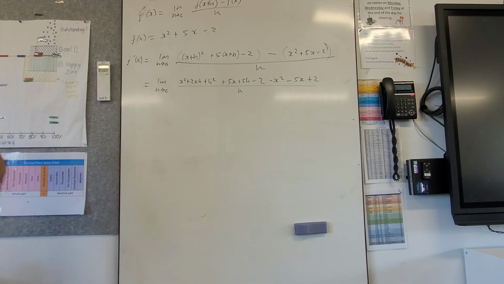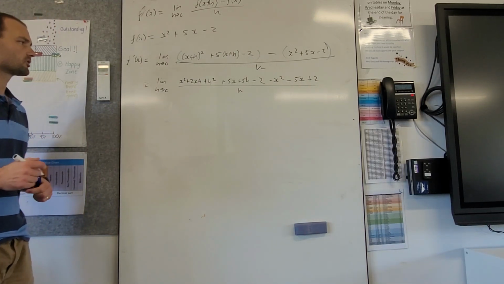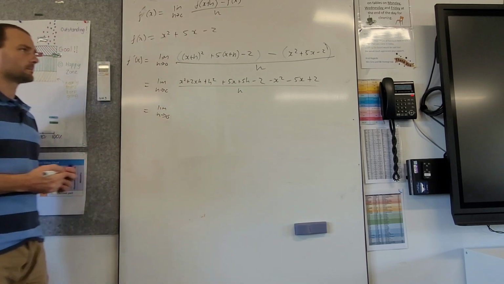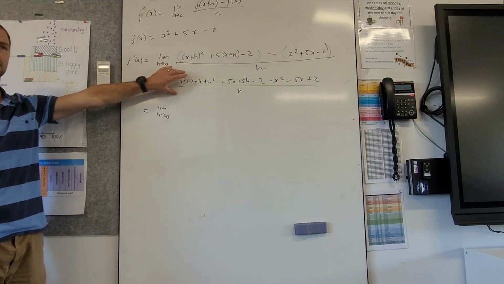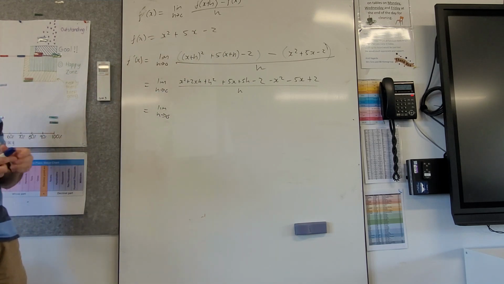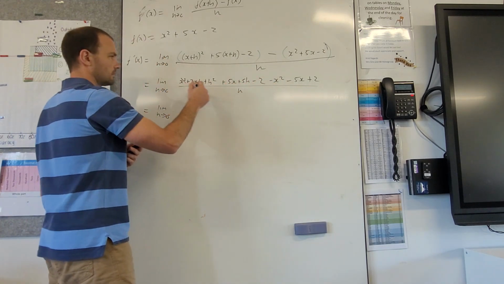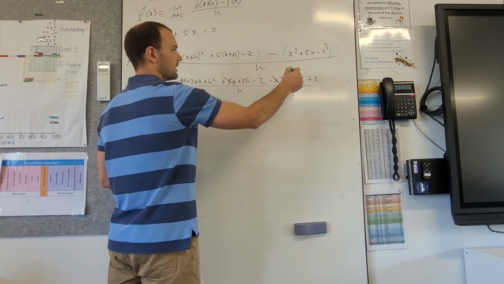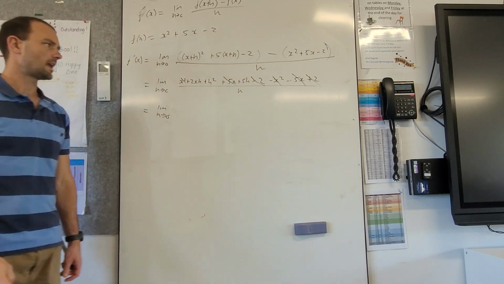Now, this is like the checkpoint where you get to determine whether you're on the right process or not, whether you're on the right track. So what we'll do next is cancel like terms. So the steps are what? Put it in the formula, expand, collect, cancel like terms. We've got x squared and minus x squared, cancels. We've got 5x and minus 5x, cancels. We've got minus 2 and positive 2, cancels.